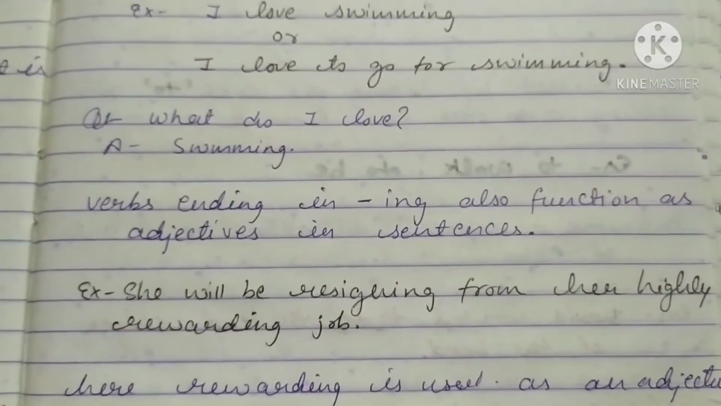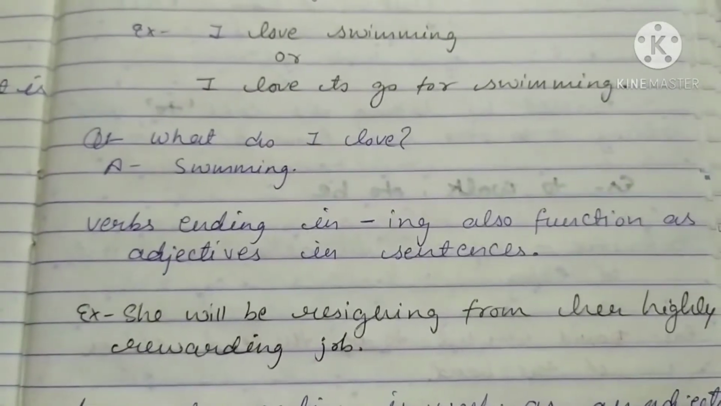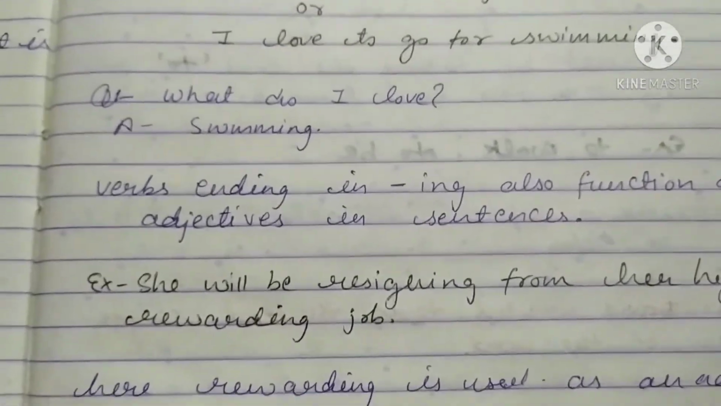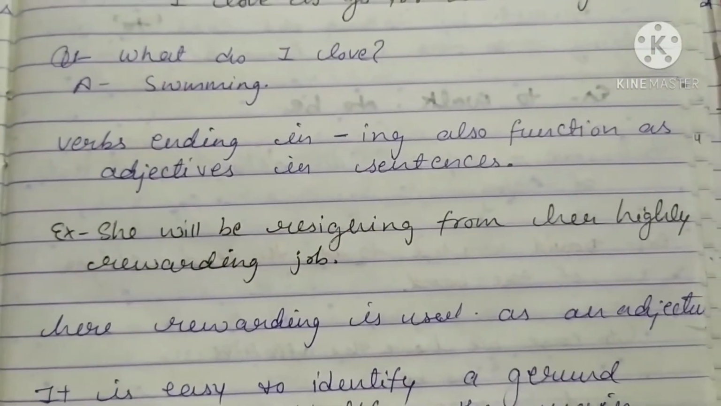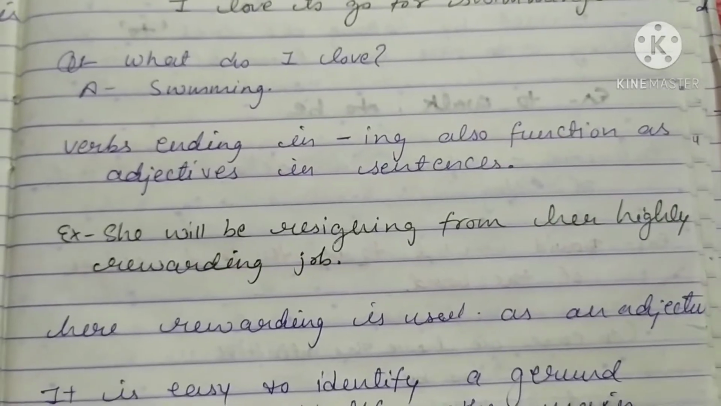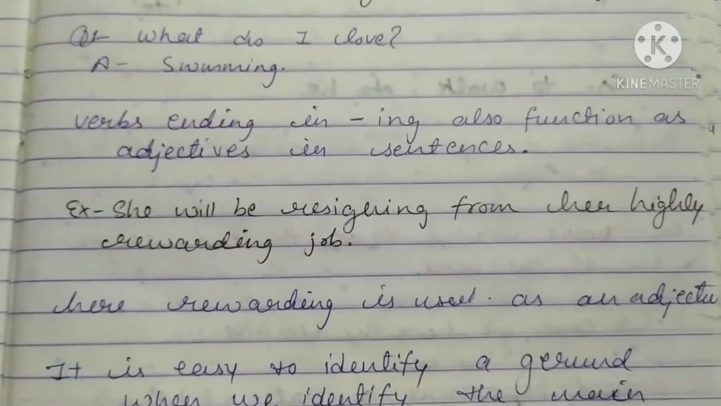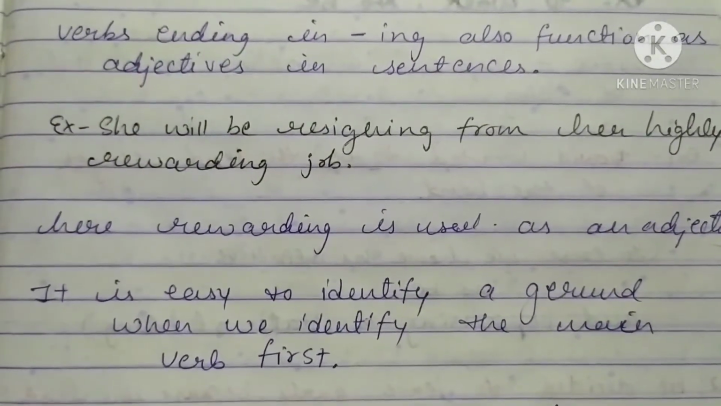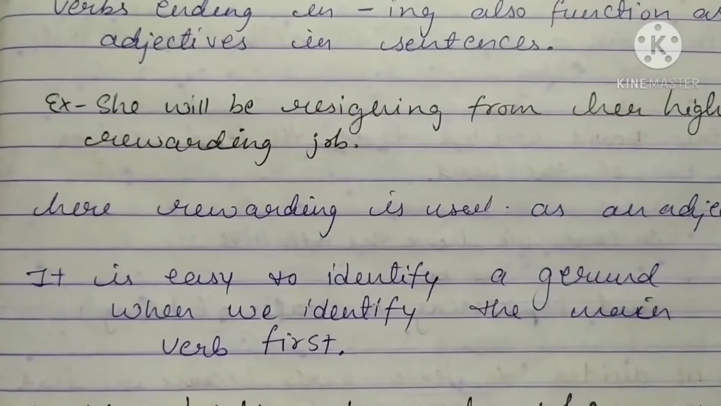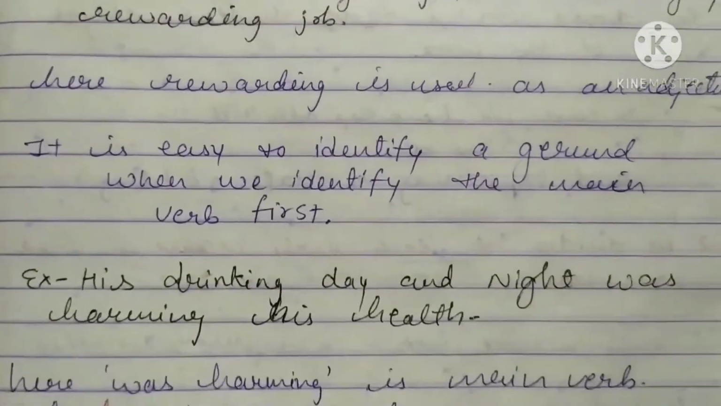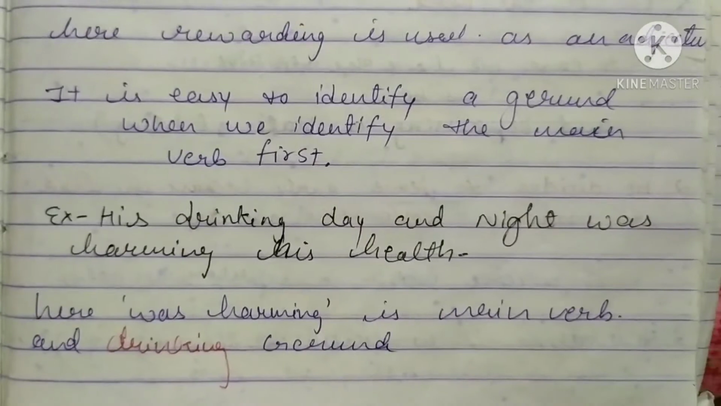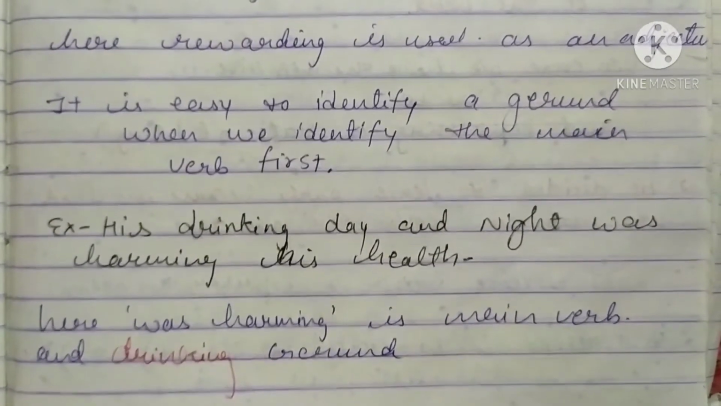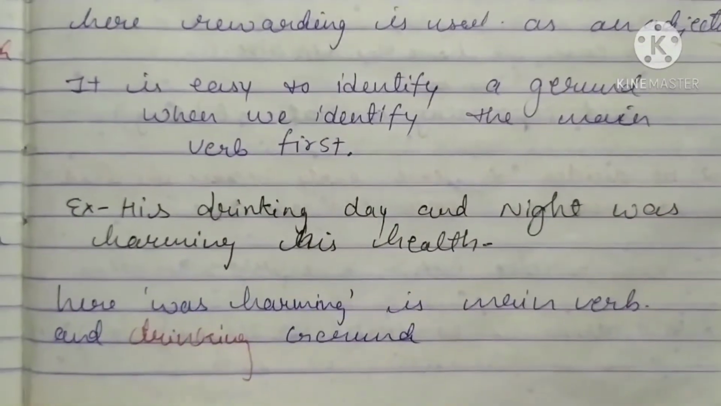Verbs ending in -ing also function as adjectives in a sentence. For example, she will be resigning from her highly rewarding job. So rewarding is used as an adjective. It is easy to identify a gerund when we identify the main verb first. For example, his drinking day and night was harming his health. Here was harming is the main verb and drinking is a gerund.